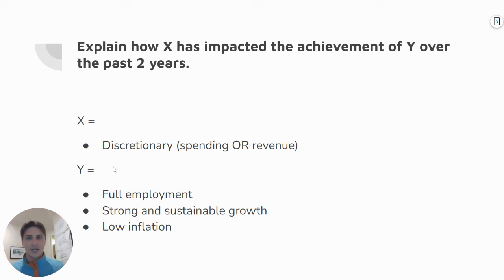The only really major change we can make is just to change the goal. So instead of saying full employment, we'll tell us how it affects strong and sustainable growth or low inflation. And as I said in the marking guide, there's only a few little changes you need to make to do that. Full employment is a function of strong and sustainable growth, and low inflation just means you have to talk about prices, obviously. All right, hopefully that helped.